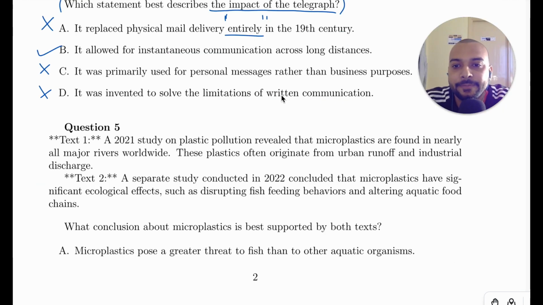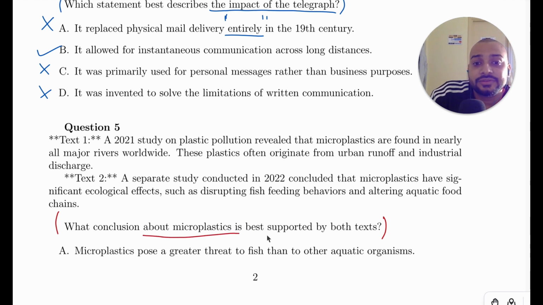Question number 5. There are two texts given. Let's read the question instruction first. What conclusion about microplastics is best supported by both texts? So it's talking about the conclusion about microplastics that is best supported by both texts. We need to look at the similarities present in both texts. Let's read one by one.